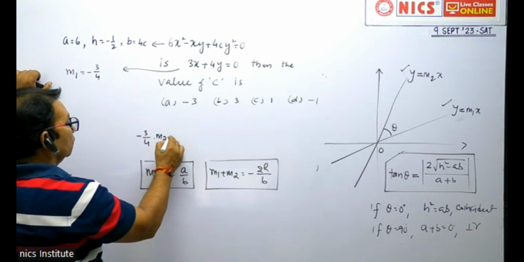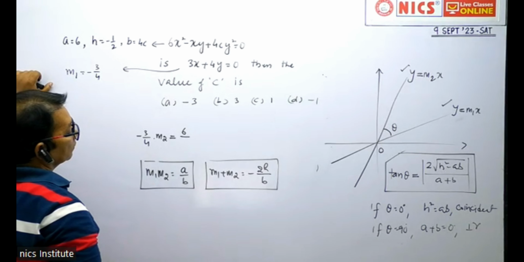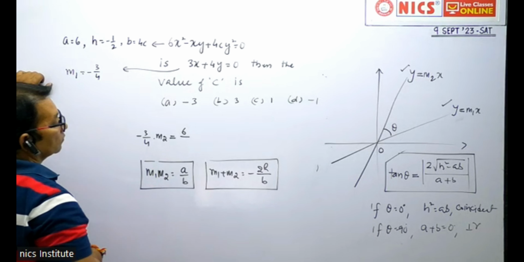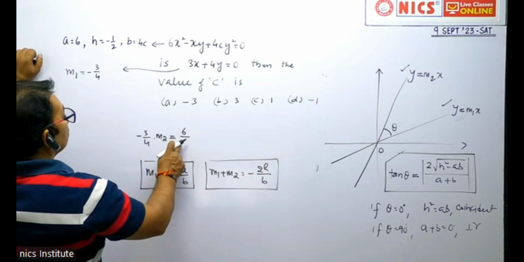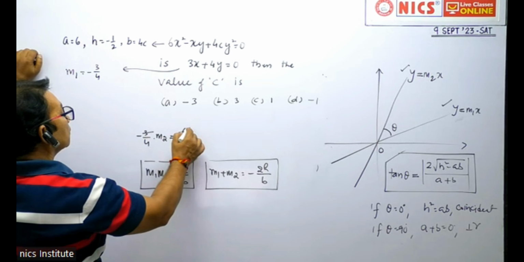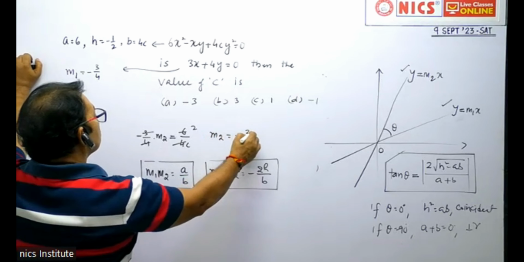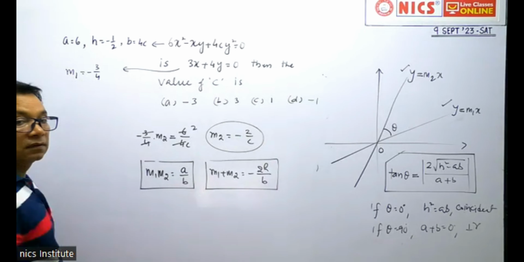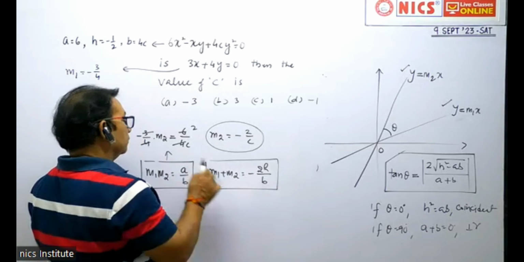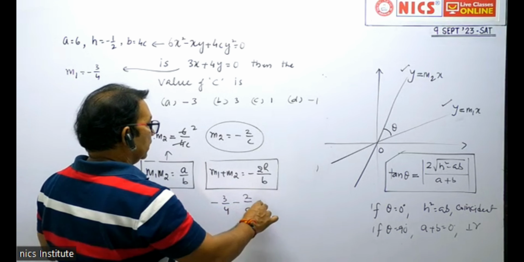And m2 is equal to a by b. What is a? a is 6. What is b? If you want, you can write in terms of a and b also, and later you can substitute. This would be a by b, b is 4c. So what is m2 coming out to be? Minus 2 by c. And this minus 2 by c, you can substitute over here. m1 we already know, minus 3 by 4. m2 is minus 2 by c.